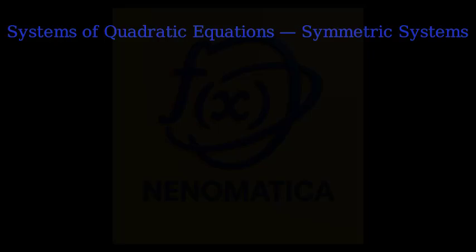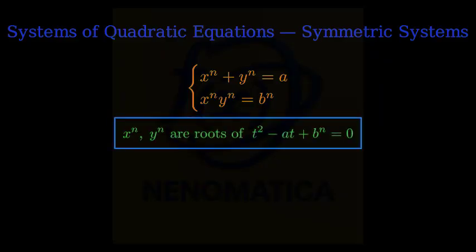In this lesson, we will solve a symmetric system by turning it into a simple quadratic. We will follow an easy algorithm, then apply it to a concrete example. Algorithm. If we are given a symmetric system of the form x to the n plus y to the n equals a, and x to the n times y to the n equals b to the n, then x to the n and y to the n are the 2 roots of the quadratic t squared minus at plus b to the n equals 0.